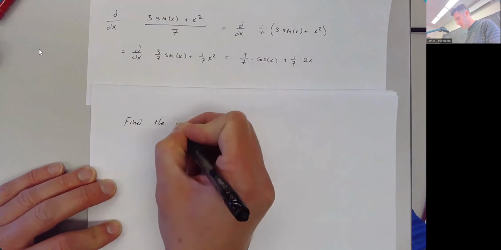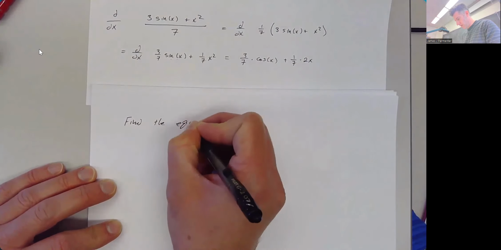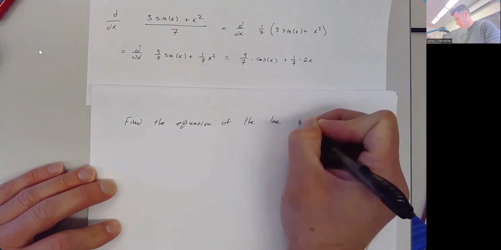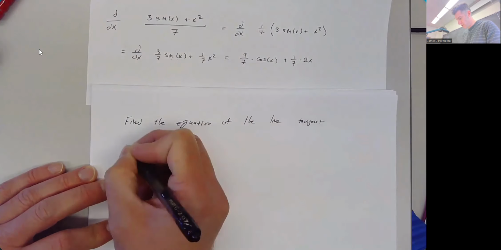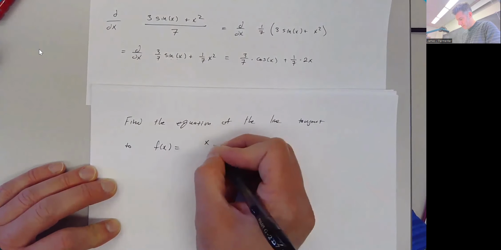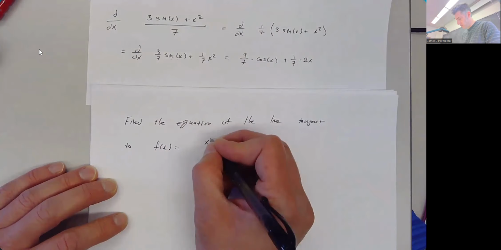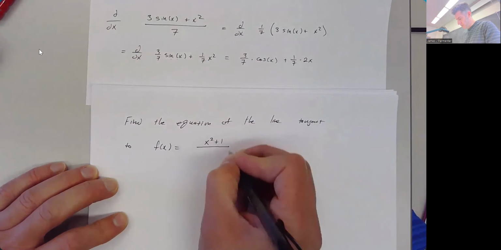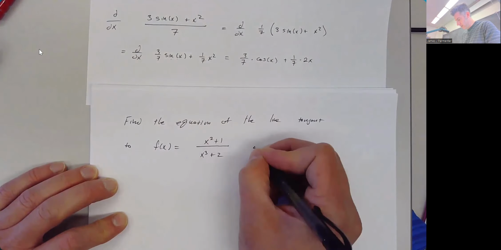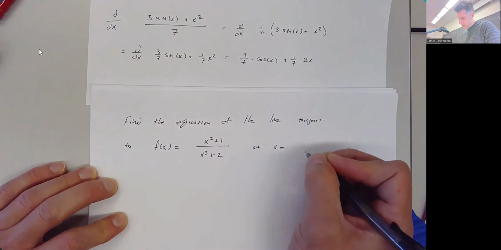Find the equation of the line tangent to f of x equal to x squared plus 1 over x cubed plus 2 at x equal to 2.